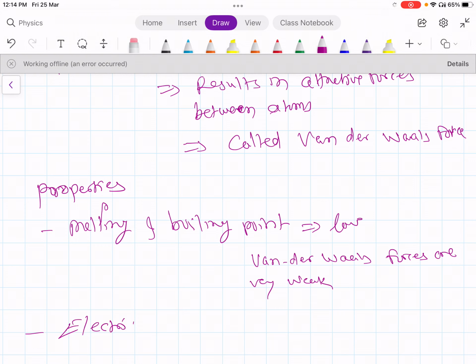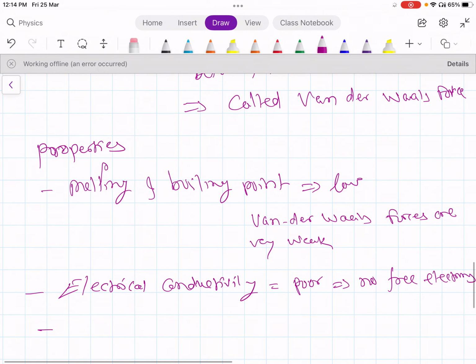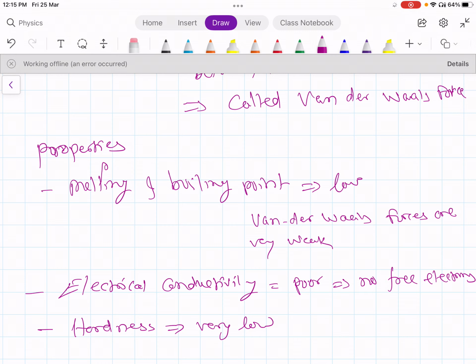Second property is electrical conductivity, very poor, as there are no free electrons. About its hardness, it is very low, because these materials have no mechanical strength and they can easily be formed or compressed. So this is van der Waals bonding.